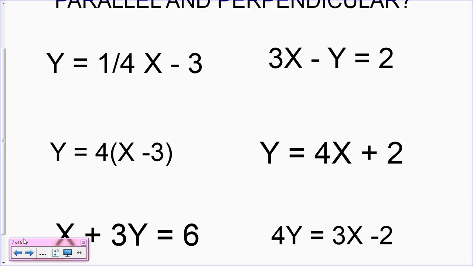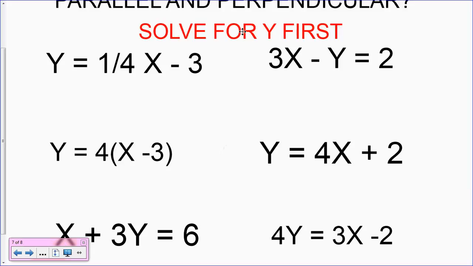One easy way is to graph them, yes. But we're not going to focus on that, we're going to do it algebraically. And here's how. You're going to solve for y first. So on all these equations where it's not equal to y, you're going to solve for y. Then you just need to look at the slopes.